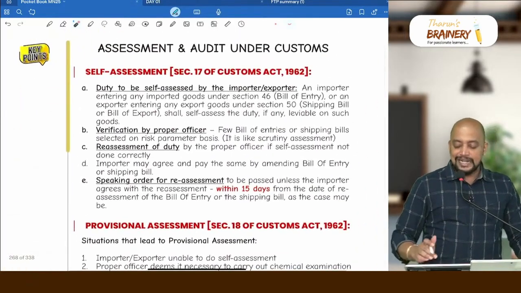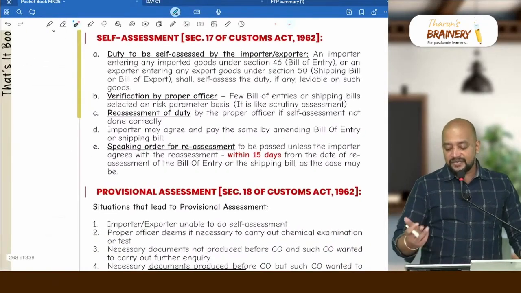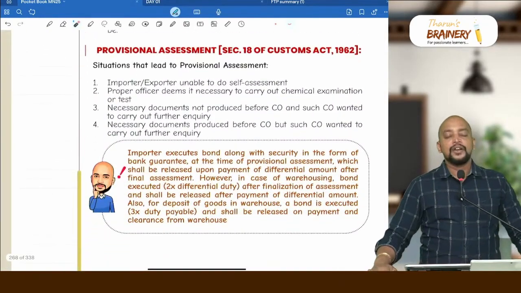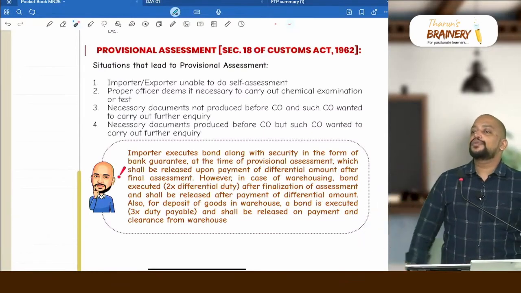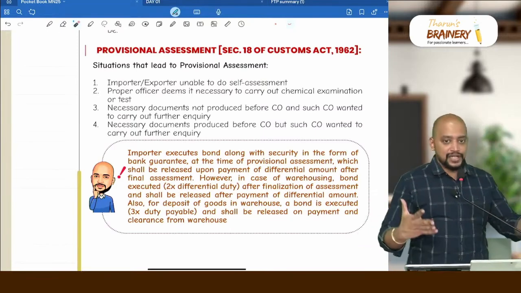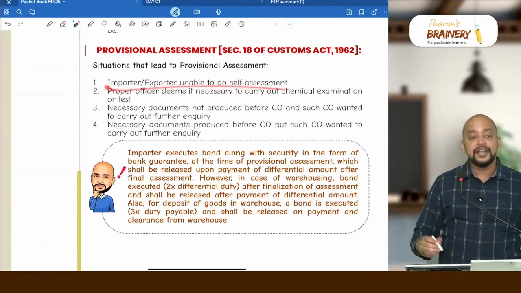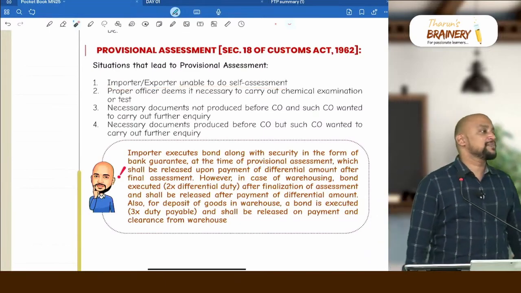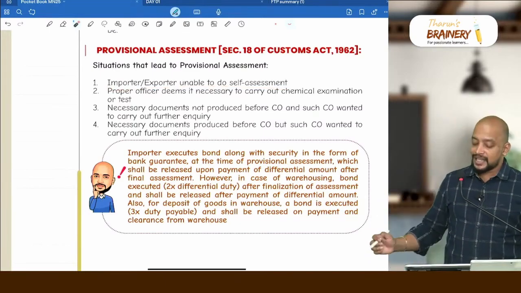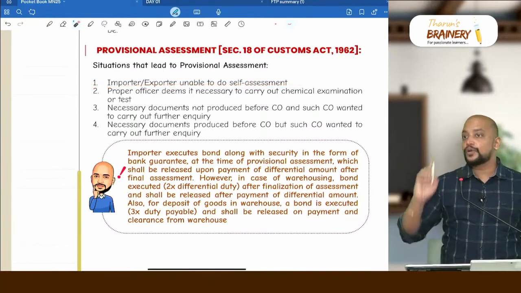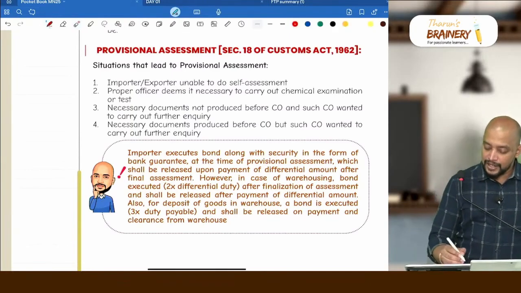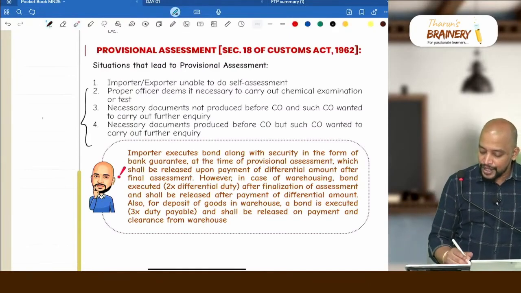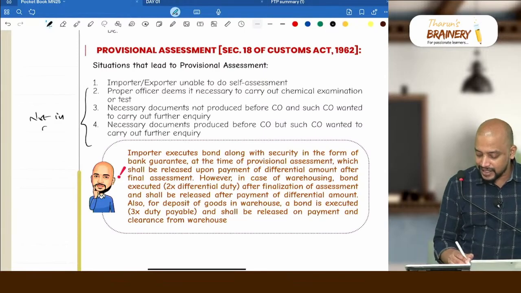Then next you can see assessment and audit under customs. Self-assessment we already discussed. Look into provisional assessment. What are the situations that lead to provisional assessment in customs? Total 4 situations. Number 1, when the importer or exporter is unable to compute how much customs duty they need to pay, then it will be provisional assessment. In GST also the same point is applicable. When the taxpayer is unable to compute how much GST they need to pay, it comes under provisional assessment. Only the first point is common between GST and customs. The next 3 points, 2, 3 and 4, are not in GST.